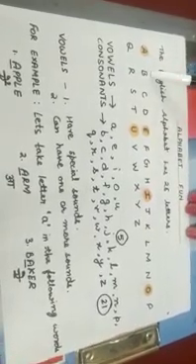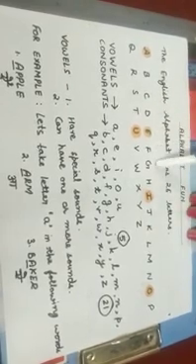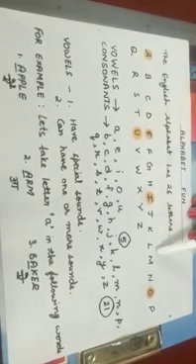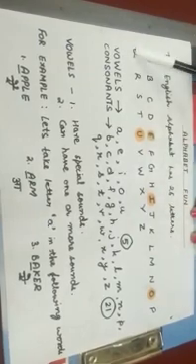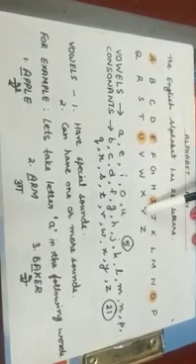Okay, now it starts with A, B, C, D, E, F, G, H, I, J, K, L, M, N, O, P, Q, R, S, T, U, V, W, X, Y and Z. These are the 26 letters in our English alphabet.